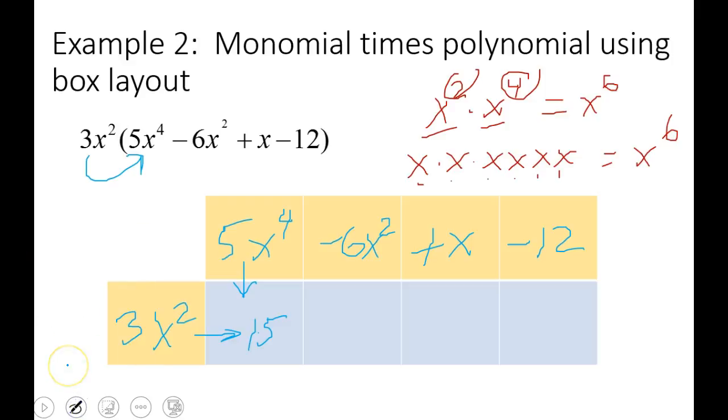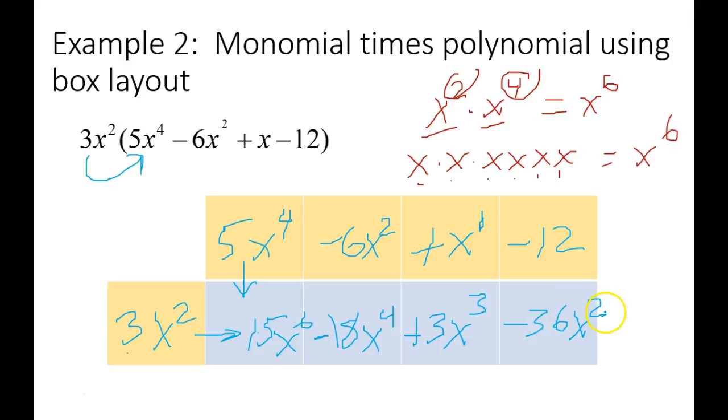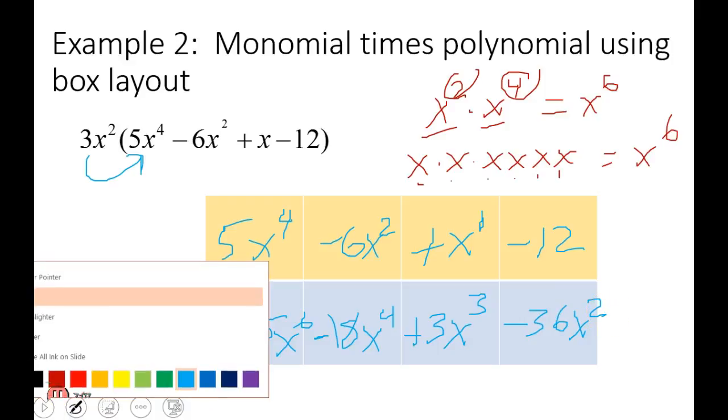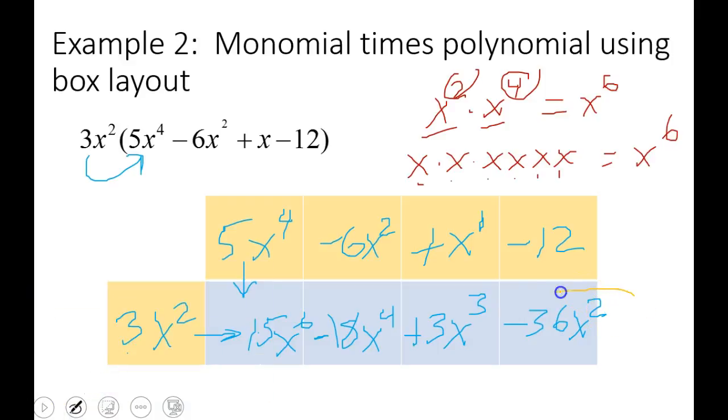X to the 6th. Negative 6 times 3 is 18. It's a negative 18. X to the 4th. Positive 3x squared times positive x will be plus 3x cubed. Don't forget there's an understood 1 on that x. And then 3 times negative 12 is negative 36, and there's no x's to multiply, so that's what I get. And my answer appears here.